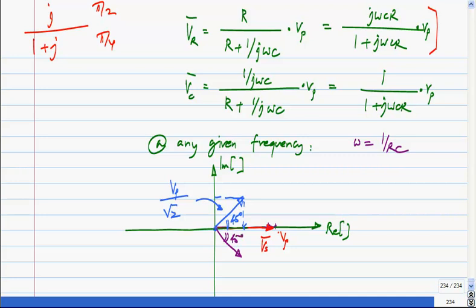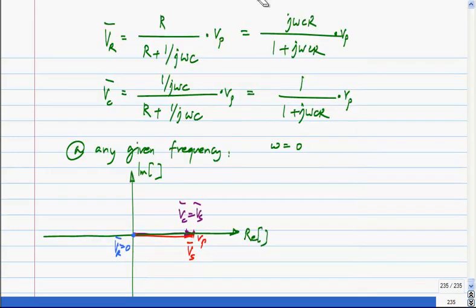So the angle is 1 by 1 plus j, right? So the angle of the numerator is 0, the angle of the denominator is pi by 4. So 0 minus pi by 4, minus pi by 4. And the real part is Vp by 2 and the imaginary part is minus Vp by 2. And obviously these two should add up to Vs, right? Vr plus Vc equals Vs. Okay, this is fine. So at omega equal to 1 by Rc, the magnitude of voltages across the capacitor and resistor are equal to each other, but of course they will be 90 degrees out of phase of each other. Okay.